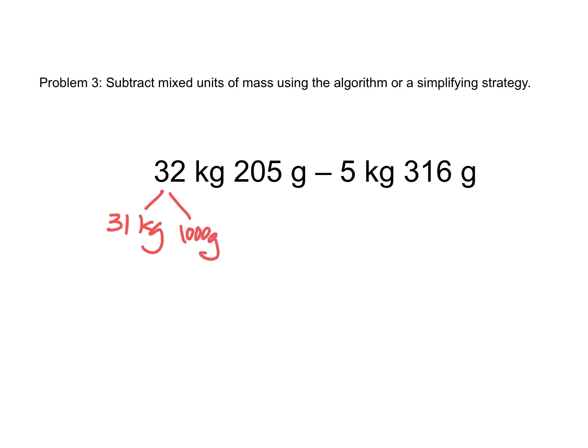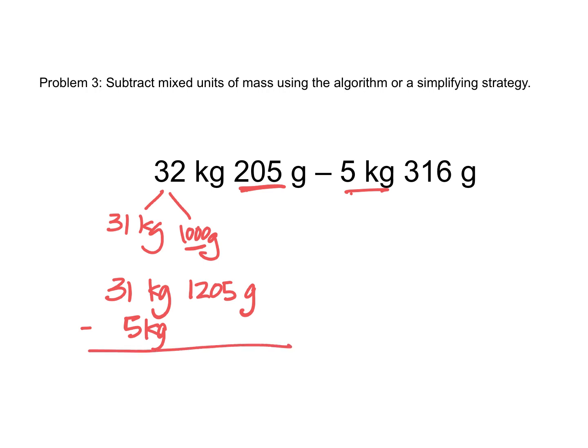So I'm going to turn that, I'll have 31 kilograms. I've got 1,000 grams here plus the 205 there, so 1,205 grams. And I'm going to subtract our 5 kilograms, 316 grams. So I'm going to do that.